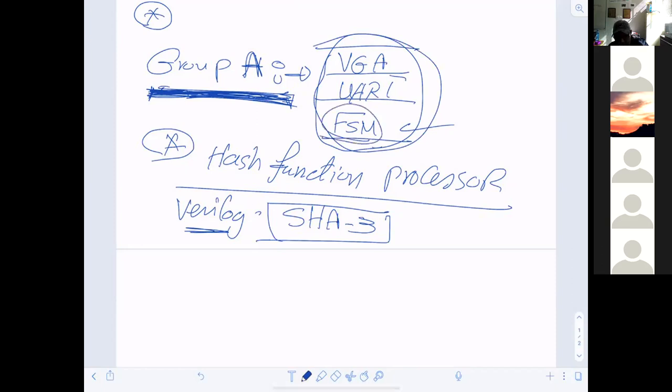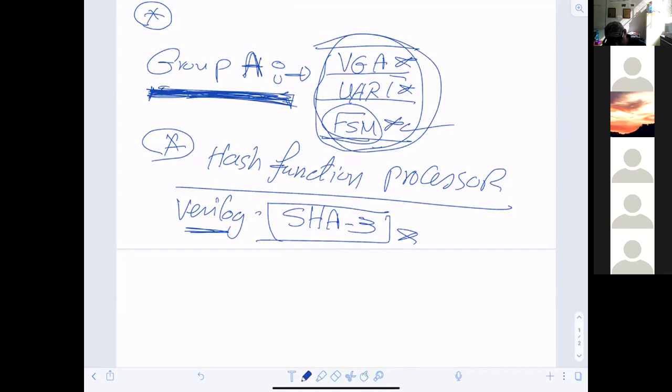Somebody will come and say, but what about the finite state machine? The finite state machine is used for describing the hash function, and also describing the VGA and describing the UART. Do you have any questions regarding this project? No, professor, thank you.